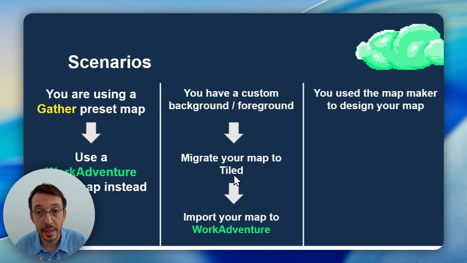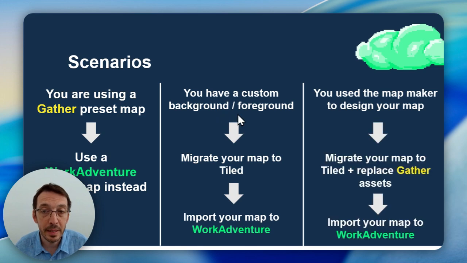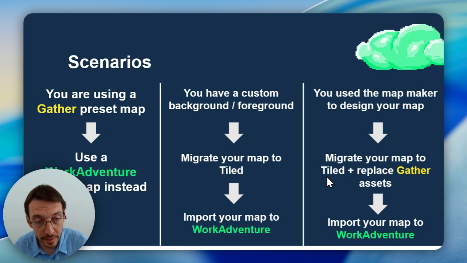The last use case is that maybe you used the Gathertown map maker to design your map. In this case, we can fall back to the previous scenario. Basically, you can still download the background and the foreground and load it in Tiled. However, any assets that are used by Gather cannot be used in WorkAdventure because of the Gather terms and conditions. So you will need to replace those assets before importing them into WorkAdventure. Good. So let's get started.